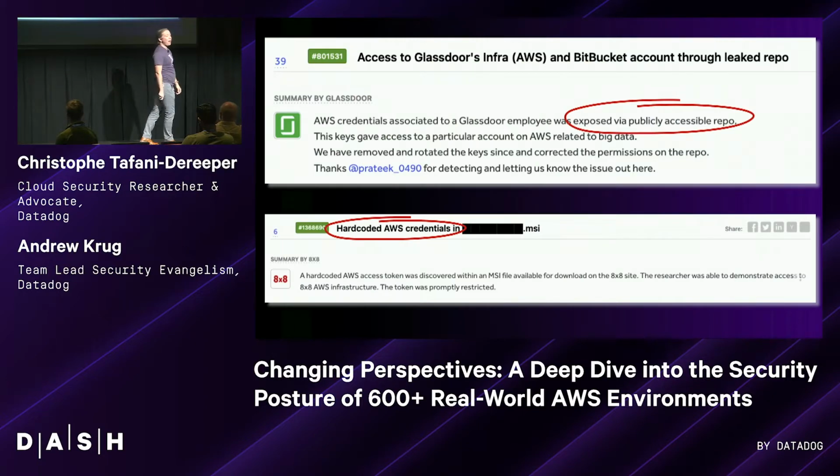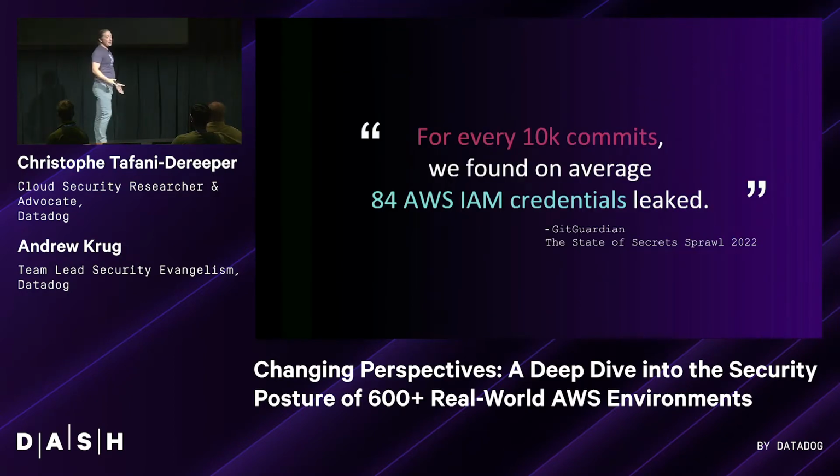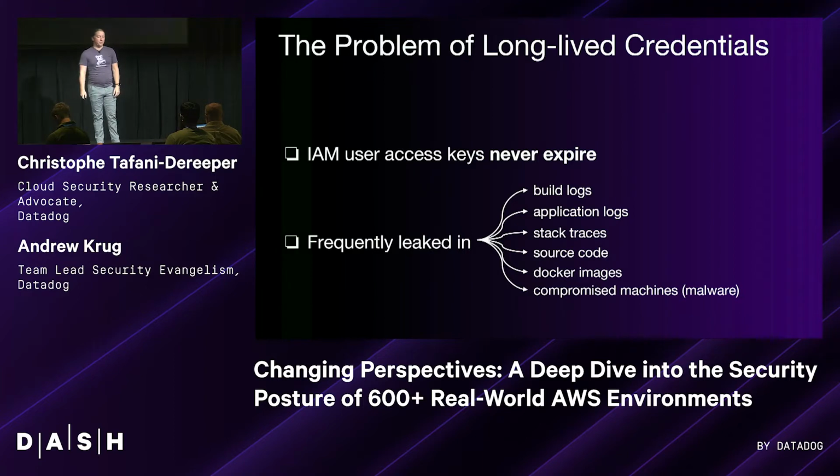And you can see headline after headline related to these long-lived credentials. They're just everywhere. Unrecycled access key, long-lived access key, accidental commit. In fact, GitGuardian, in their state of secret sprawl, said for every 10,000 commits, they found an average of 84 AWS IAM credentials that were leaked. That's a pretty high percent of the time. The problem with these long-lived credentials is not that they're inherently bad, right? It's that they actually never expire. So unless you know when these things are leaked, somebody can sit on them and dwell for a long, long time. And again, they're frequently leaked a variety of ways.